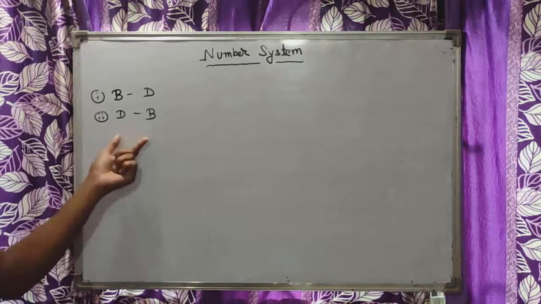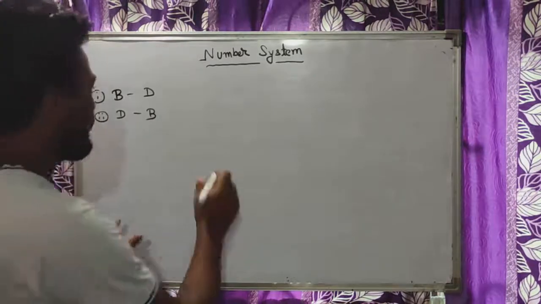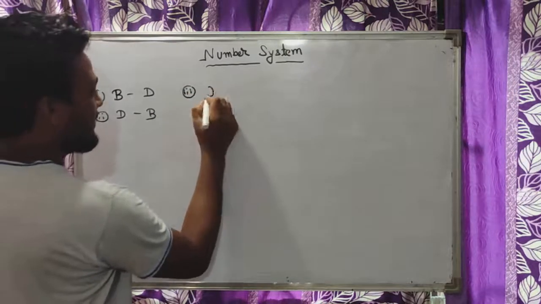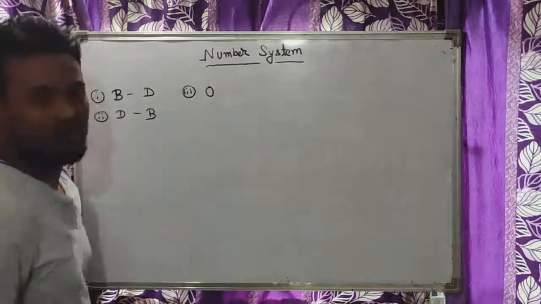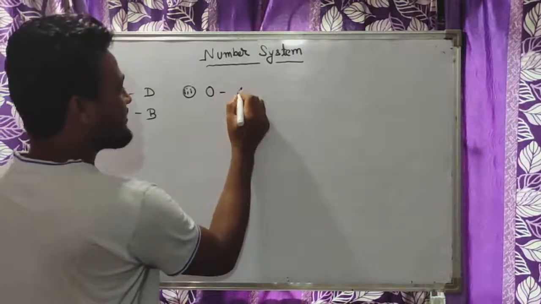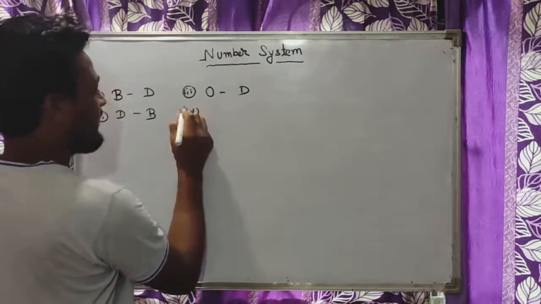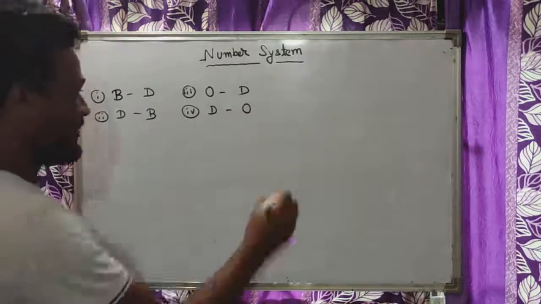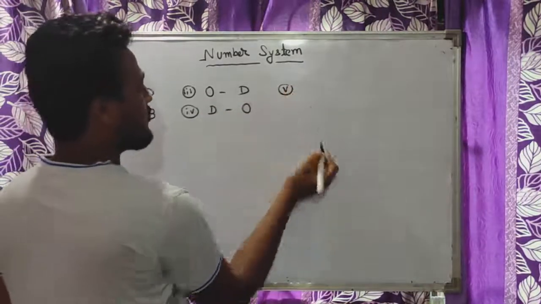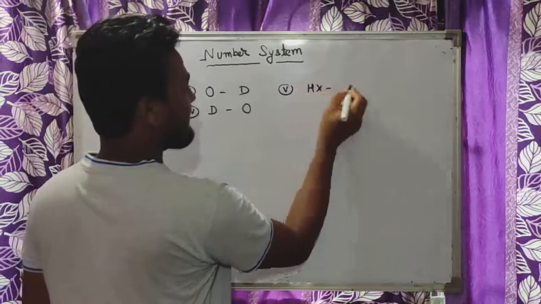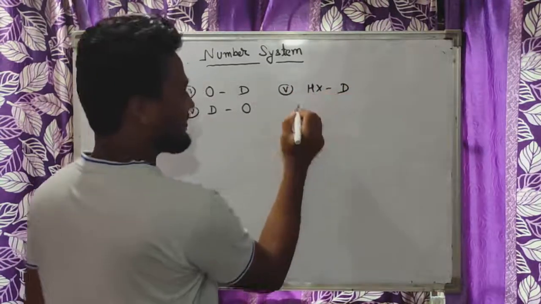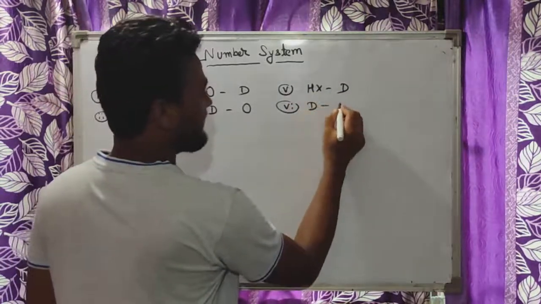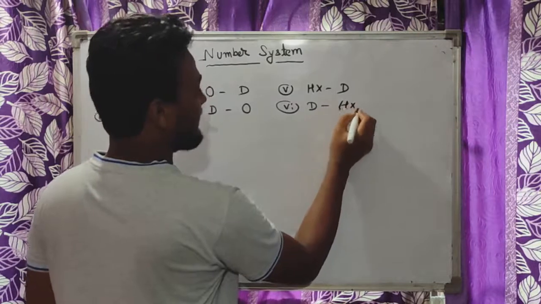My dear students, in today's class we are going to learn about the octal number system. That means we will convert an octal number to a decimal number, and then a decimal number to an octal number. Then we will learn about converting hexadecimal to decimal, and how to convert a decimal number into a hexadecimal number.